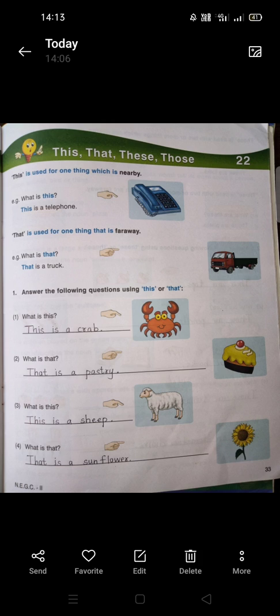So number one example, what is this? This is a telephone. What is that? That is a truck. So when will we use this? We will use this when the thing is near us. And when are we going to use that? We are going to use that when the thing is very far from us.